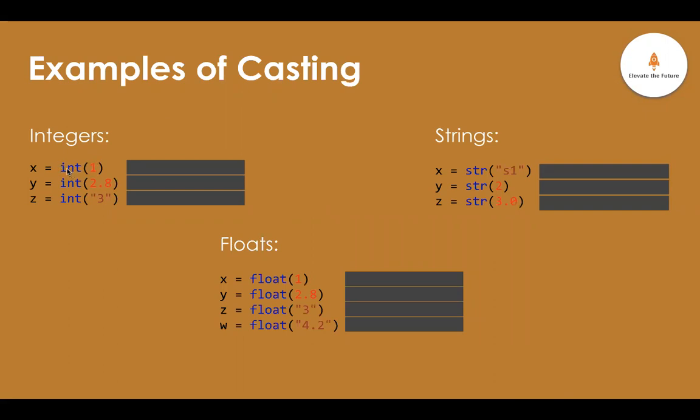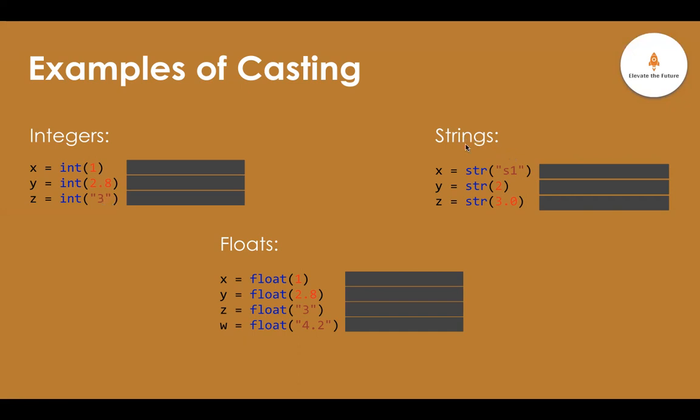If you cast 1 as an integer, it's going to be 1. If you cast 2.8 as an integer, it's going to truncate everything past the decimal point. It's going to be 2. If you cast the string 3, it's going to recognize 3 and cast it as an int.